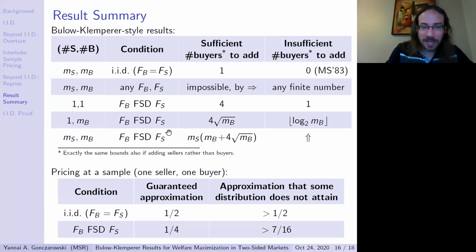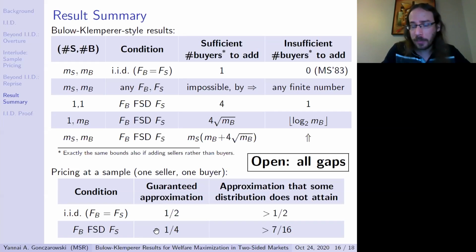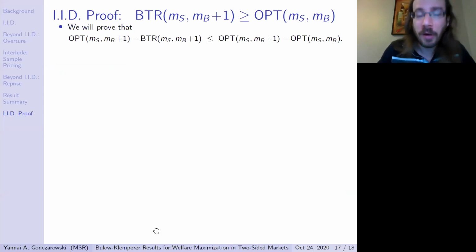So pricing at a sample, as I said, you take 1 sample. If everything is I.D., you guarantee 1/2, and that's tight. If with stochastic dominance, you guarantee 1/4, and you can't improve up to 1/2. This 4 and this 4 do not seem related, by the way. If anyone knows how to relate them, that would be great. Open, as I told Michal earlier, all the gaps here are open, so there's quite a lot of work to do here. And let me give you a 5-minute proof of the I.D. result.